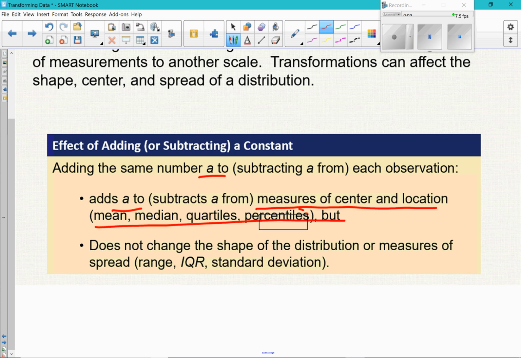Okay, and we're about to go over percentiles, so don't worry about that so much just yet. However, what doesn't change is the spread. All that's done is that you've just shifted the graph, the histogram, left or right, but the shape remains exactly the same, okay? And therefore, if all I'm doing is adding a number, the spread won't change.